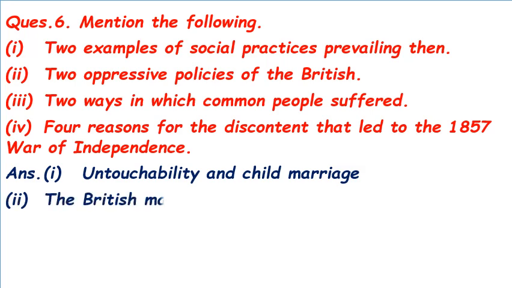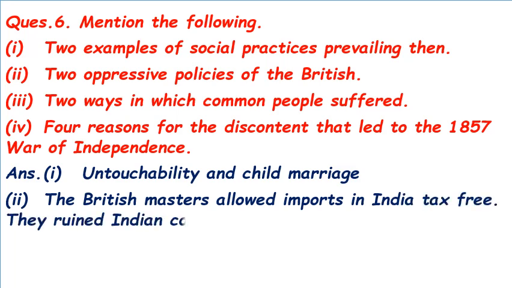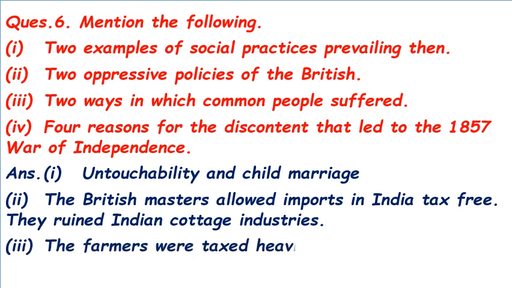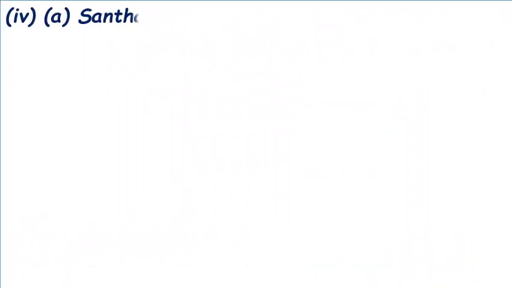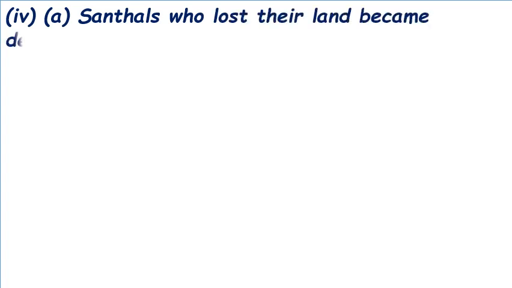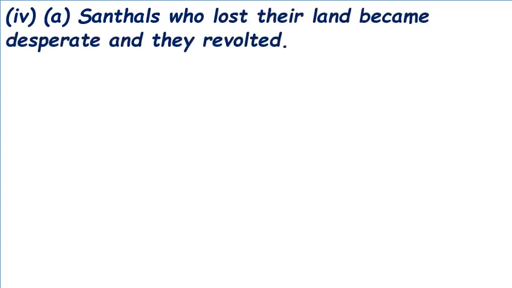The answer of the second part is the British masters allowed imports in India tax-free. They ruined Indian cottage industries. The answer of the third part is the farmers were taxed heavily and the thumbs of skilled workers were cut. The answer of the fourth part is: A. Santals who lost their land became desperate and they revolted.